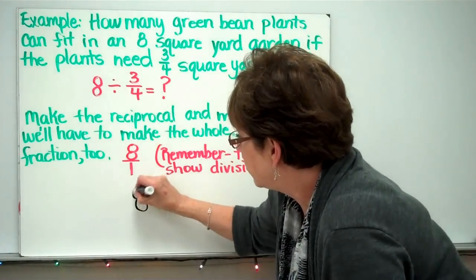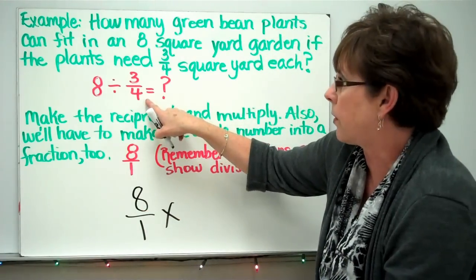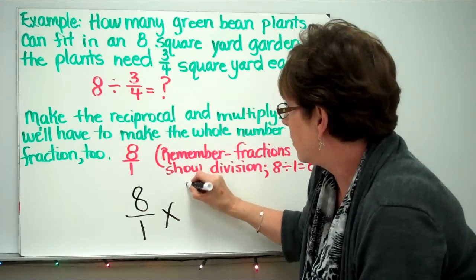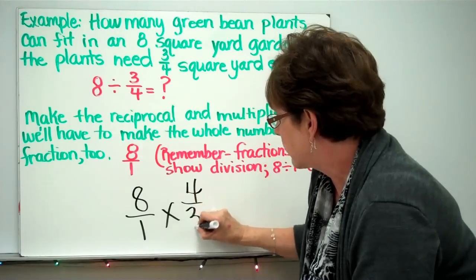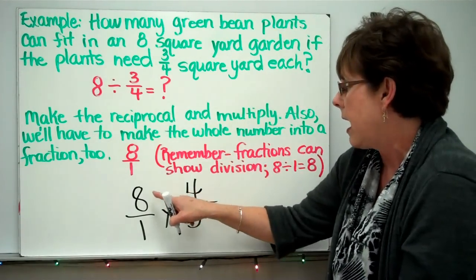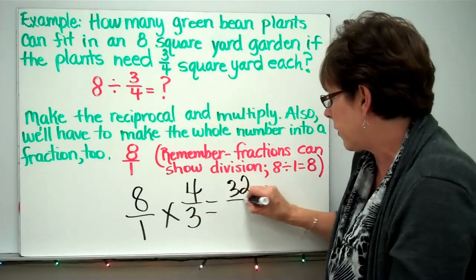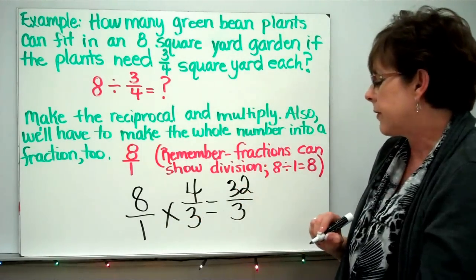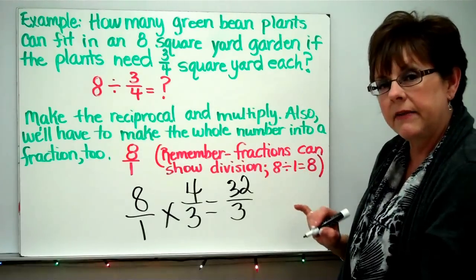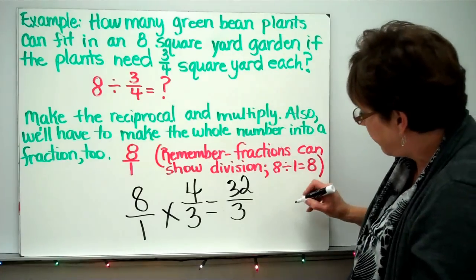We would say 8/1 times, we're going to make the reciprocal here of this, and we'll say 4/3. Now we're going to multiply just like you typically would. 8 times 4 is 32. 1 times 3 is 3. 32/3. I can't leave it like that. I need to put it in an improper fraction... I need to simplify it.